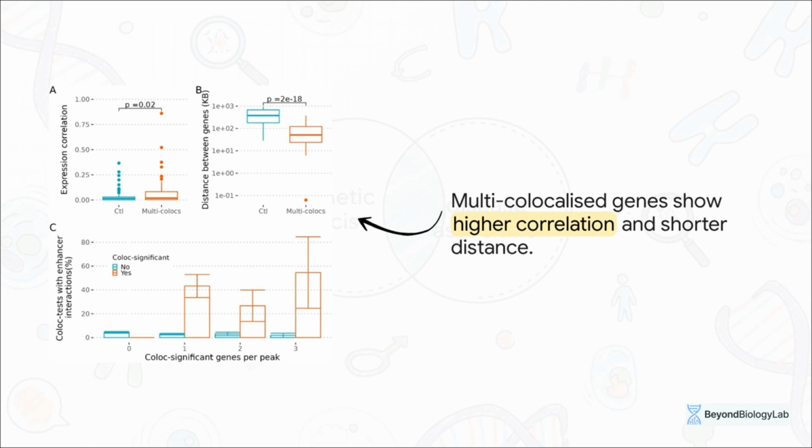When we look at these multi-colocalized genes, we see their expression correlation is significantly higher than your average control genes. They literally turn up and down together. Furthermore, these multi-colocalized genes are physically much closer to each other on the DNA strand than control pairs.